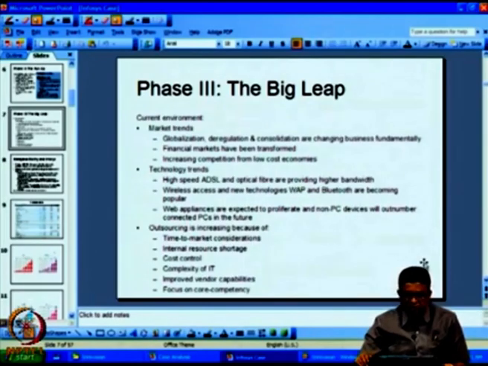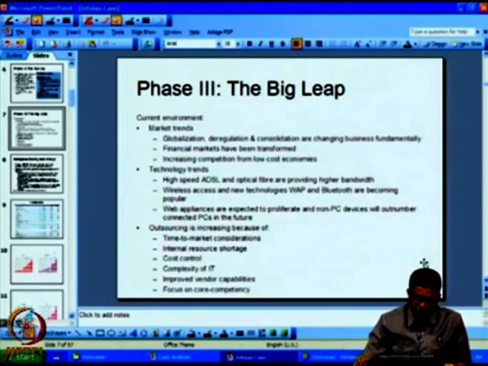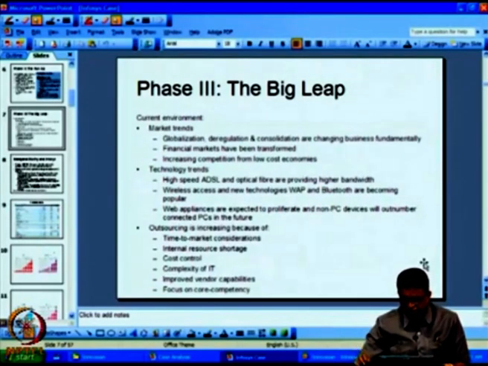Then what about the technology trends? You have got this high speed ADSL and optical fiber, they are providing higher bandwidth. Then wireless access and new technologies like WAP and Bluetooth are becoming popular. Then web appliances are expected to proliferate and non-PC devices will outnumber connected PCs in the future. This is the type of trend which is anticipated.